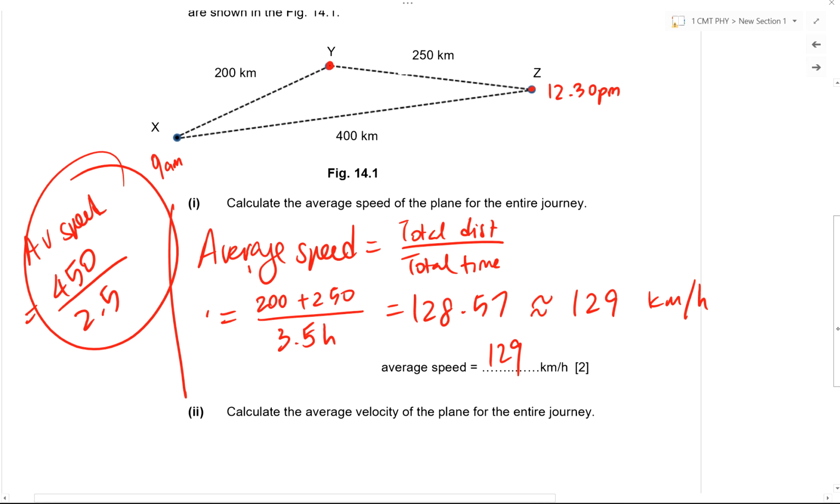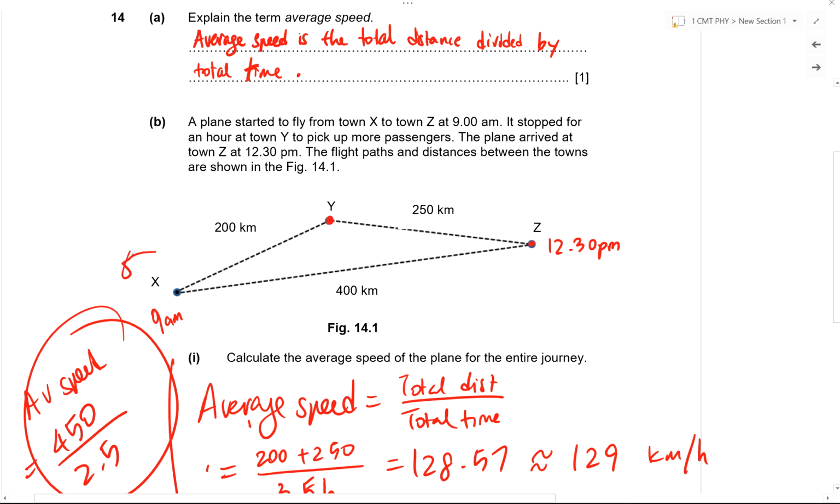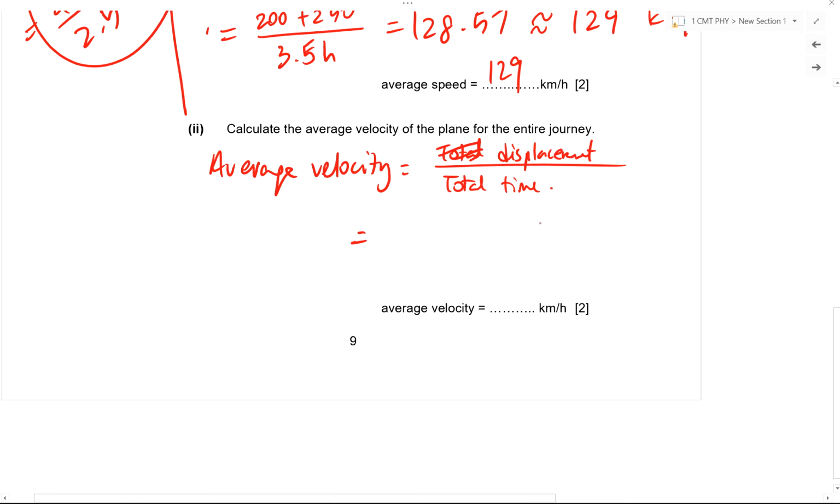So calculate the average velocity next. Average velocity, we now have total displacement divided by total time. And normally we don't really call it total displacement, we just simply call it displacement, okay? So whether you want to have this word or don't have this word, it's fine. Now what is the displacement from starting point to the ending point? X is the start, Z is the end. 400 kilometers, yes. So here we have 400, and what is the time taken? Still the same, 3.5. And we get 400 divided by 3.5, 114.28. Then we round off to 3 SF again, 114 kilometers per hour.